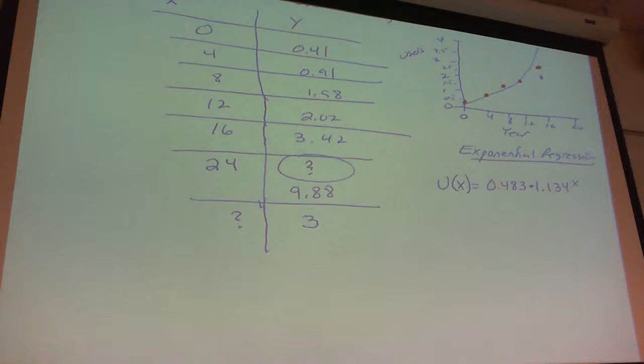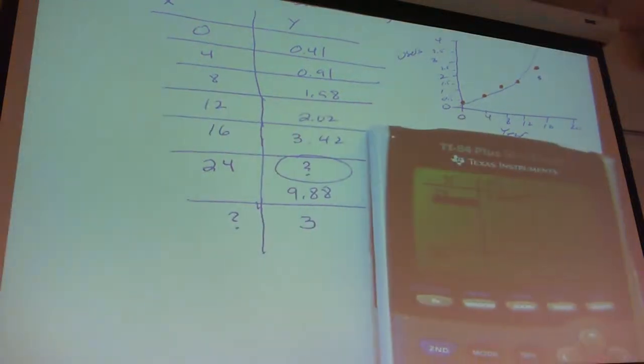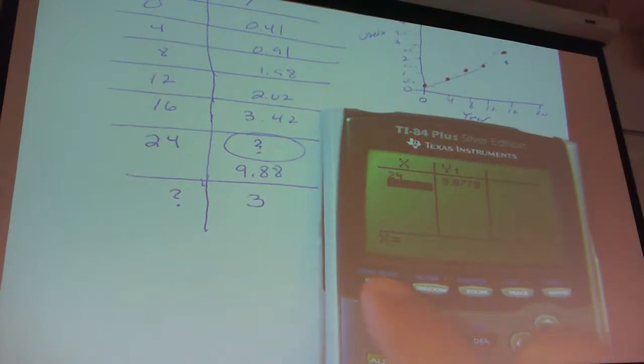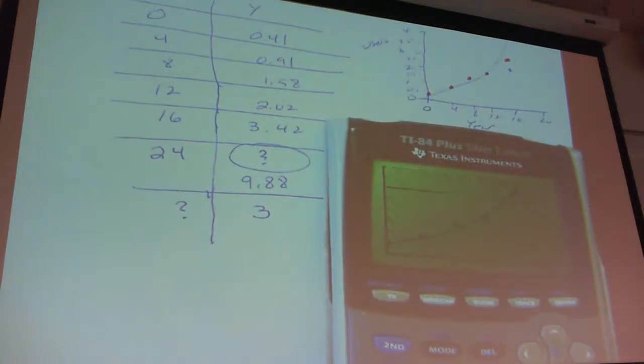So in this case, I'm not plugging in X, I'm plugging in Y. So how do I do this one? Go to Y equals, when will this thing be 3? Hit graph. Where's the answer? Second, trace, 5, enter, enter, enter, at about 14.52.